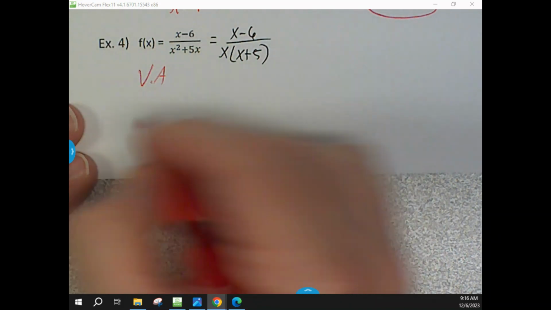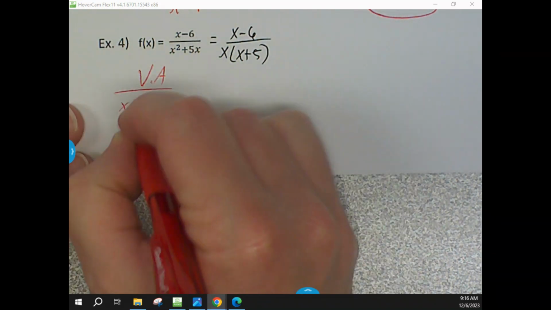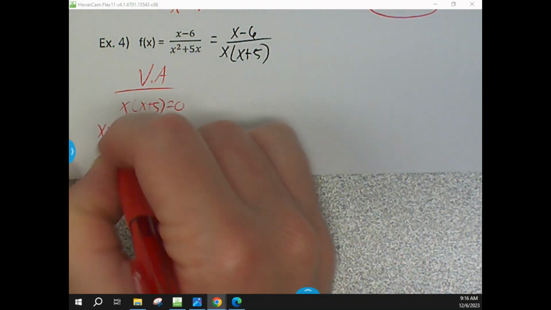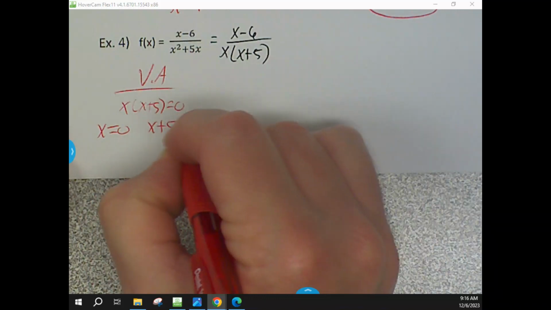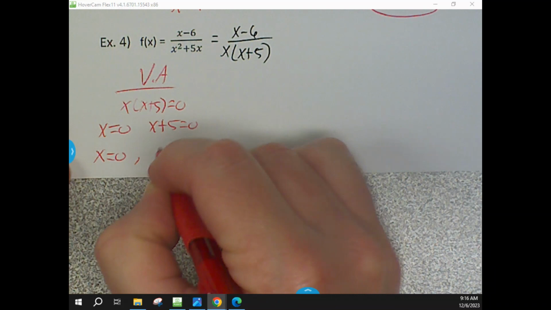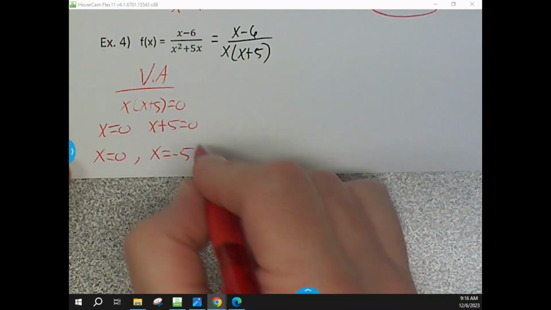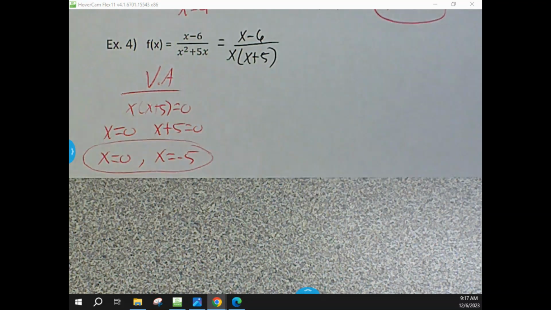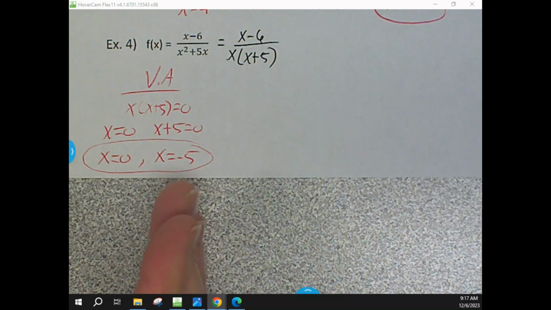So now it does make it a little bit easier because for the vertical asymptotes, it's x times x plus 5 equals 0. Well, that's x equals 0. And x plus 5 equals 0. So then we've got two vertical asymptotes, one at 0 and then one at negative 5. Again, nothing cancels. So we've got two vertical asymptotes in this case.